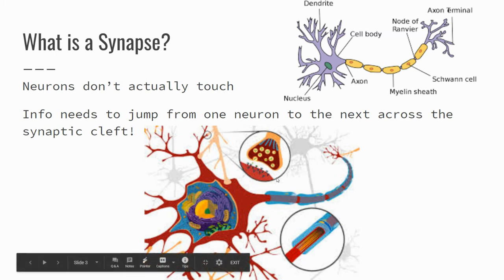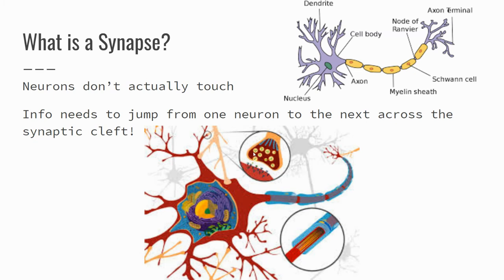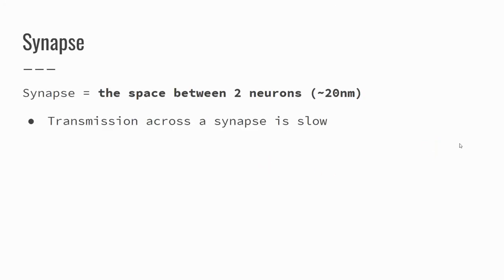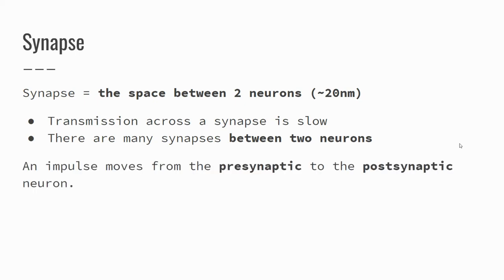So if you see this picture right here, this would be the end of one neuron and the start of another. To define it, a synapse is the space between two neurons. It's approximately 20 nanometers in size, and the transmission across a synapse is very slow. There are many synapses between two neurons, and an impulse moves from the presynaptic to the postsynaptic neuron.